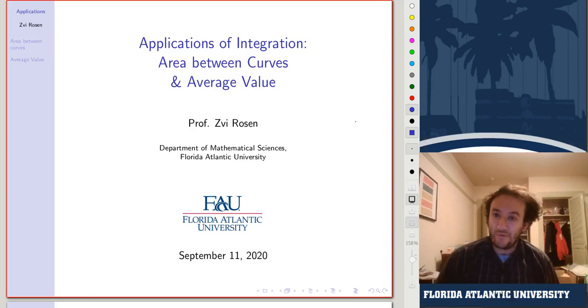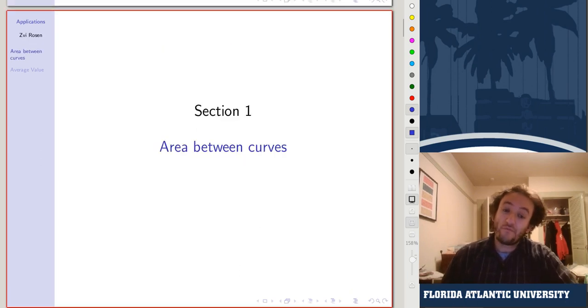Hi, this is Stewart. In today's video, we're going to talk about some applications of integration. We'll start with the area between curves and move on to average value. First, area between curves.